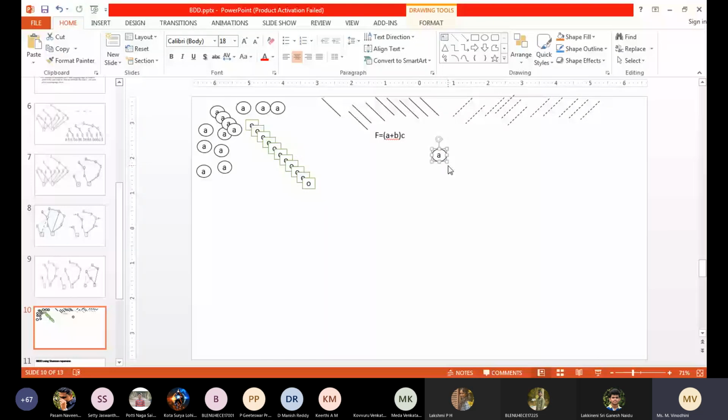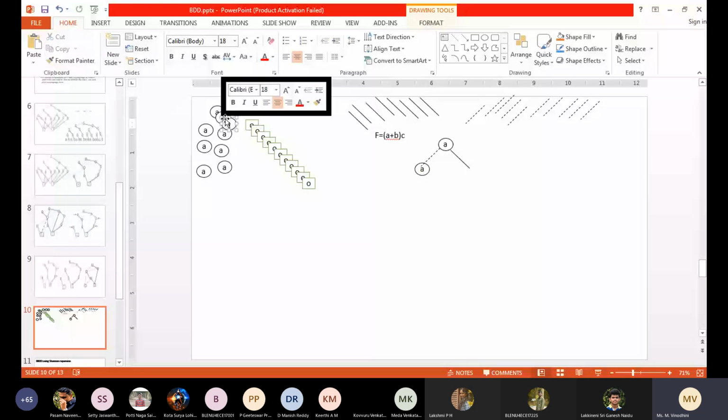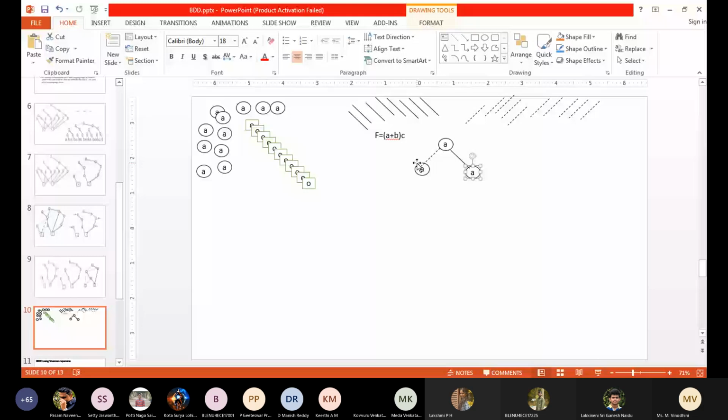I'm asking everybody to draw randomly. I will connect and I will ask you now. Remember, zero line, one line. Please, students, draw. Otherwise, you may not be able to solve it in the exam. You know, it's a pen and paper based test. I'm drawing here.